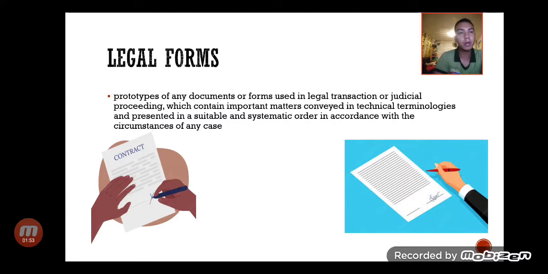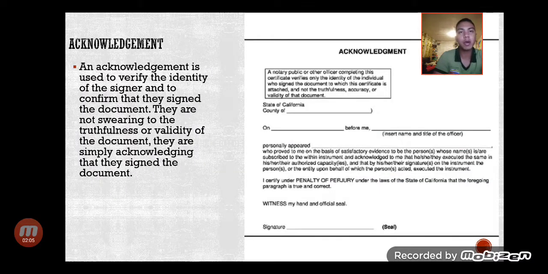So now we will begin by defining some types of legal forms. So let us begin with acknowledgement. An acknowledgement is used to verify the identity of the signer and to confirm that they signed the document. They are not swearing to the truthfulness or validity of the document. They are simply acknowledging that they signed the document.